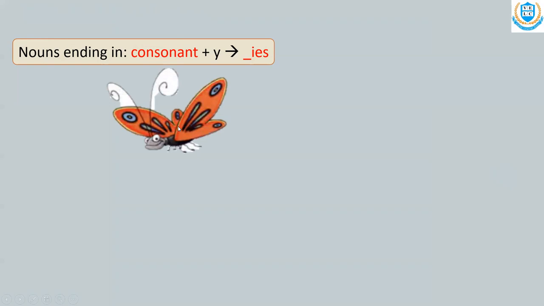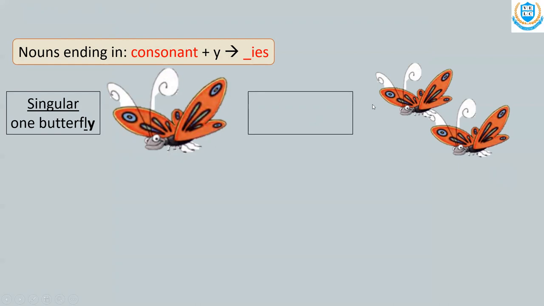Where is this? Butterfly. Singular or plural? Singular. One butterfly. So how many? One, two. Plural. Two butterflies. Why would we do that? So if you see a consonant, you have to remove y and add ies. Two butterflies.